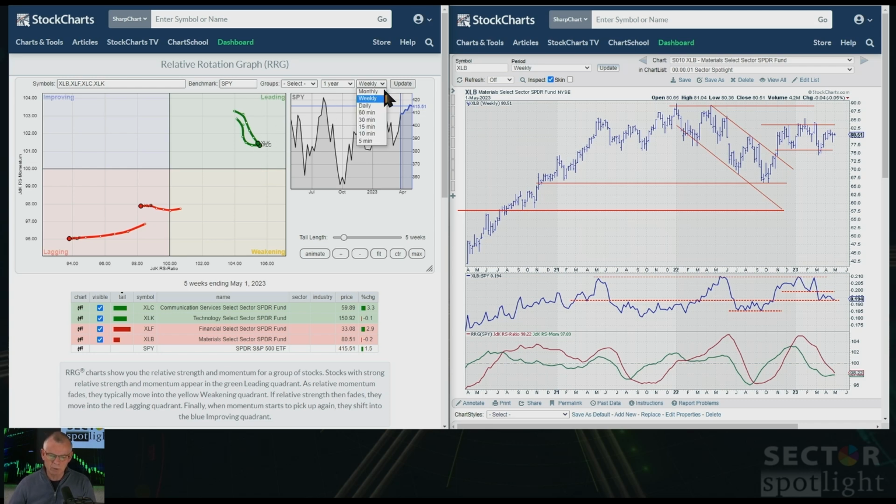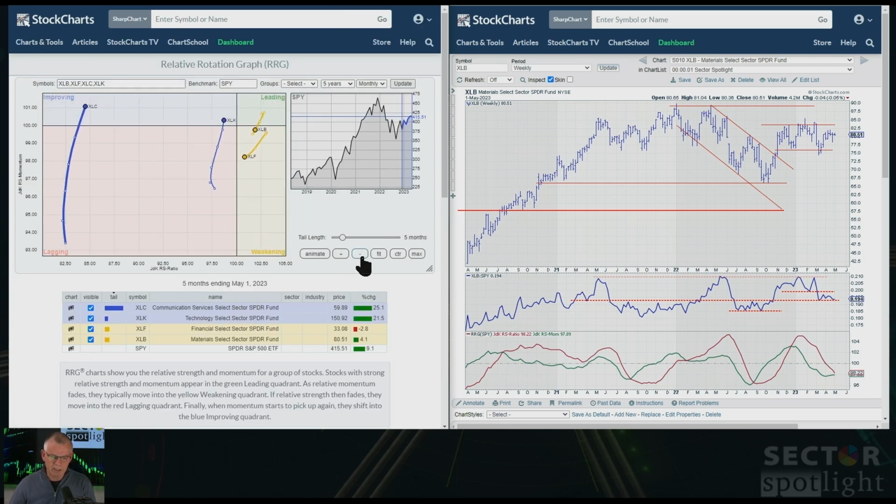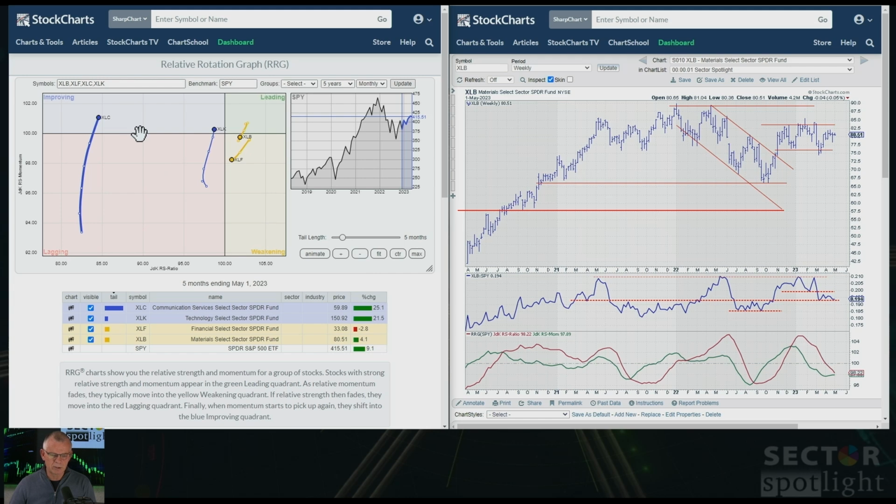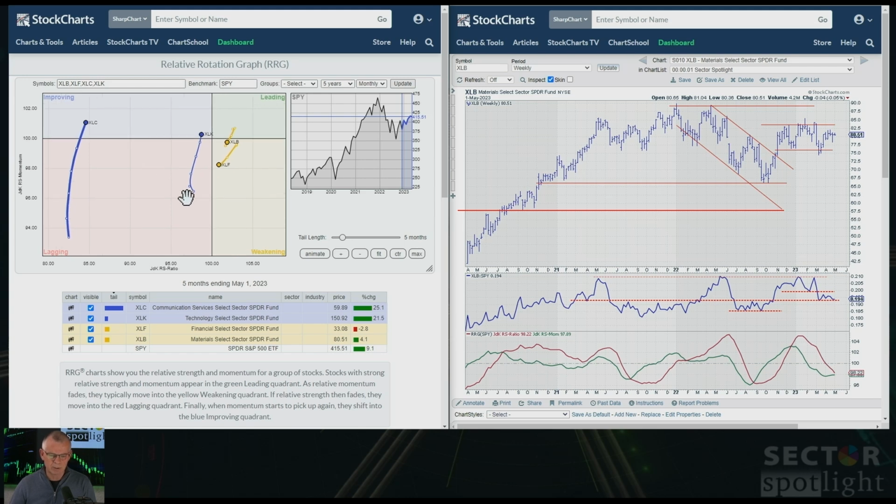But if we bring this to monthly, then we get the longer-term picture. And what we see here is that communication services and technology are actually coming out of the doldrums. They're moving from lagging into improving, which is super interesting. And materials and financials, and mind you folks, these are really long-term trends that we're looking at, and we're picking up on those. And the seasonal expectations are actually completely matching what we see here.